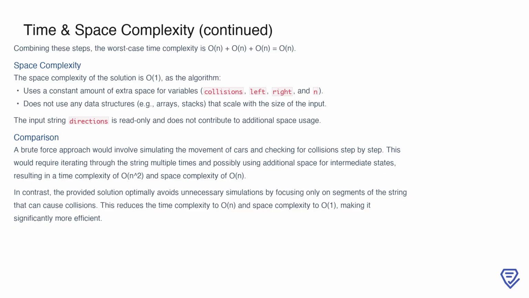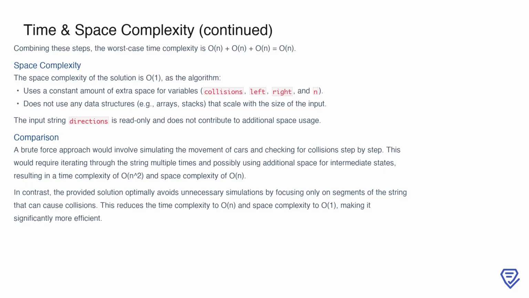Now, turning to space complexity, the solution is highly efficient as it only uses a constant amount of extra space. Variables like collisions, left, right, and n require O(1) space, and there are no additional data structures, such as arrays or stacks, that grow with the size of the input. The input string directions is treated as read-only and does not contribute to extra space.